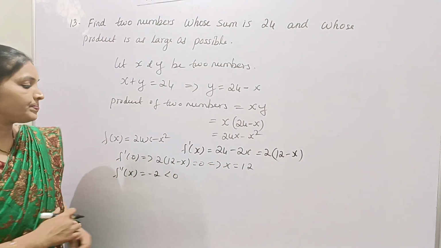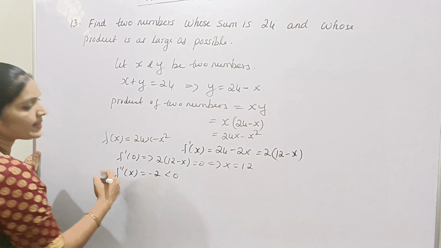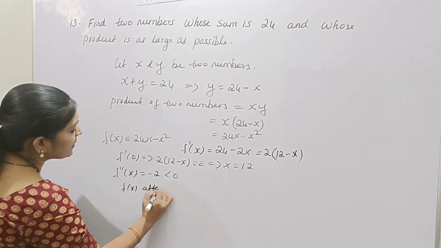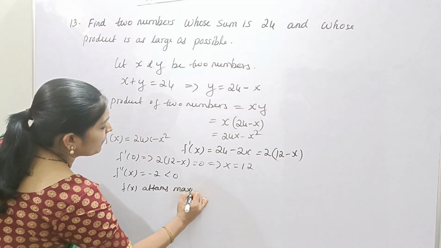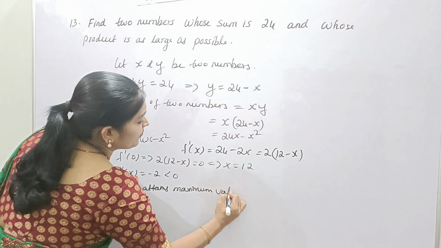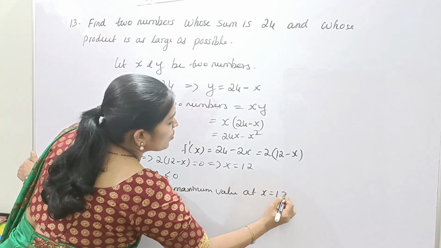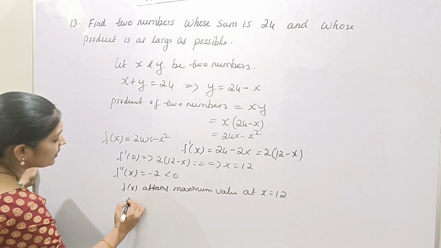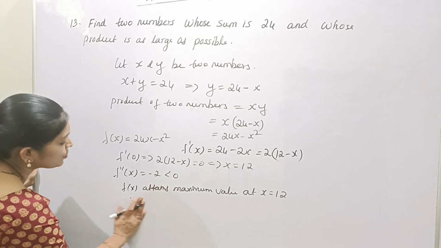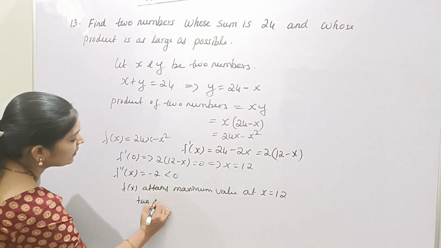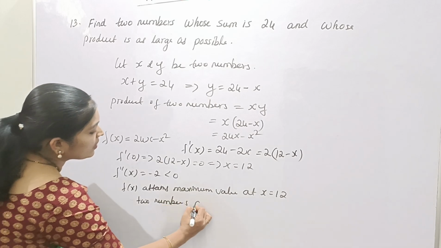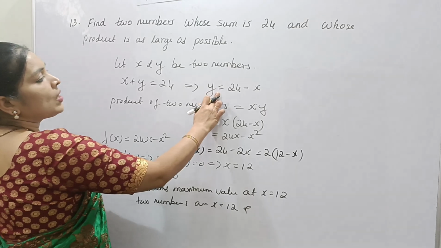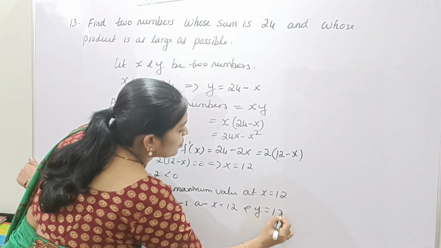So here one value is x is equal to 12. This function f of x attains its maximum value at x is equal to 12. Therefore the two numbers are x is equal to 12, and if x is equal to 12, what is y? y is equal to 12.